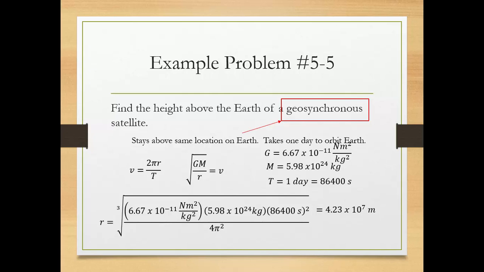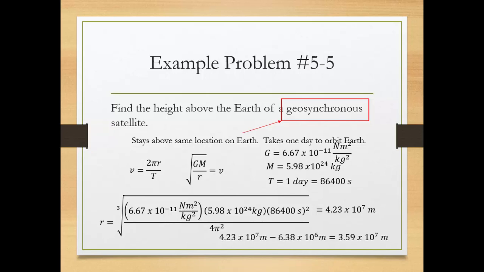Now, of course, one disadvantage is that 4.23 times 10 to the 7th meters, or 42,000 kilometers away, is a long ways away. So you'd have to have a pretty good camera in order to see what's happening at that distance, especially if you want to look at something very detailed. So that's kind of a quick overview of circular orbits.